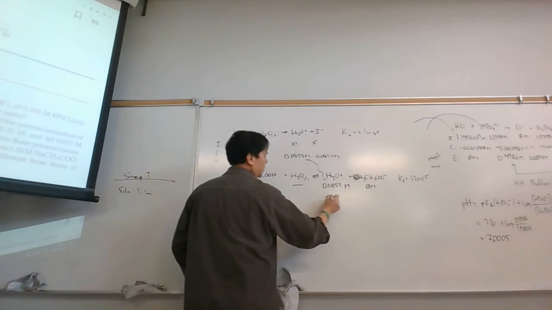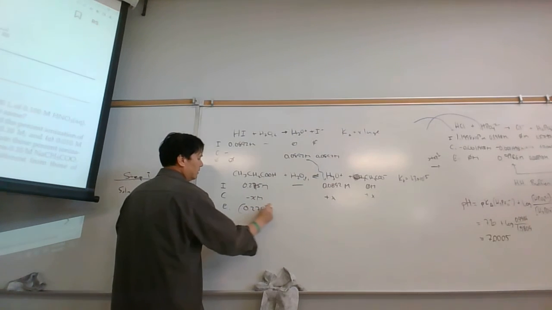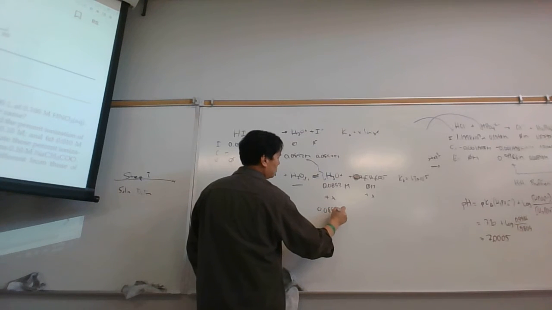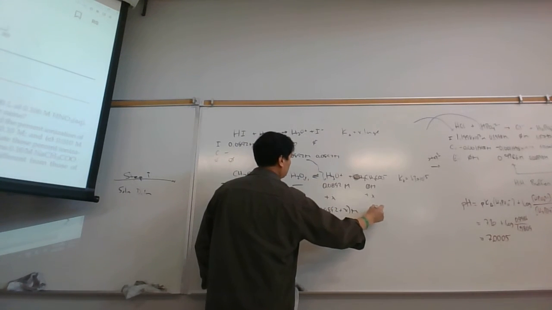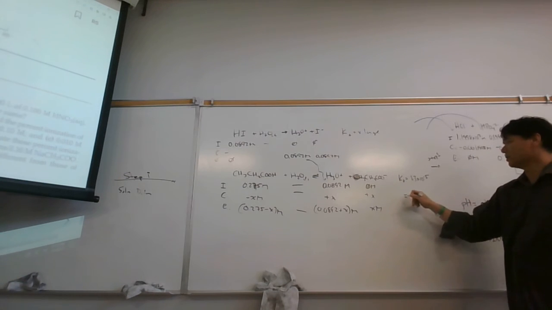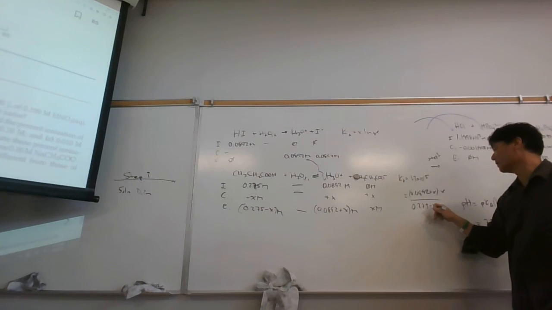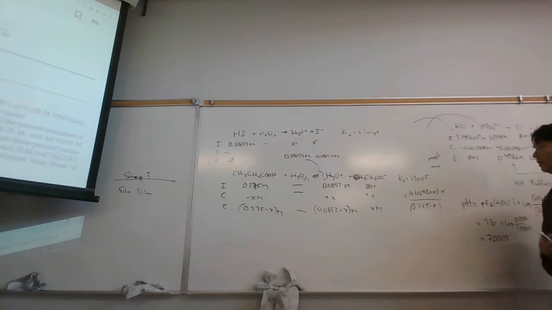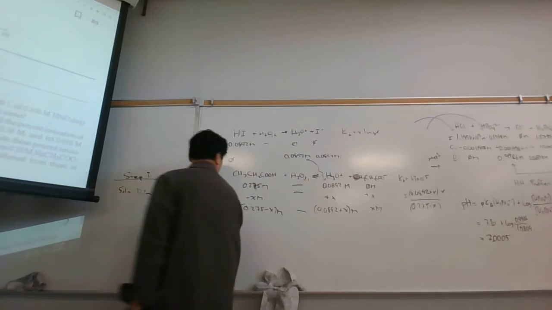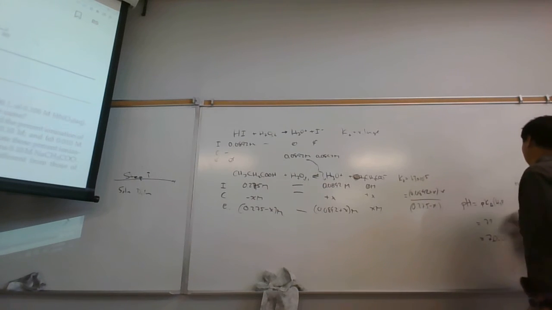So we have minus x, plus x, plus x. And so at equilibrium, we're going to have 0.275 minus x, 0.0892 plus x, and x. And so my Ka is going to be the hydronium, which is going to be 0.0892 plus x, times my propanoate, which is going to be x, divided by my propanoic acid, which is going to be 0.275 minus x. Okay, we're just going to go ahead and try a simplifying assumption. We'll see if it works.